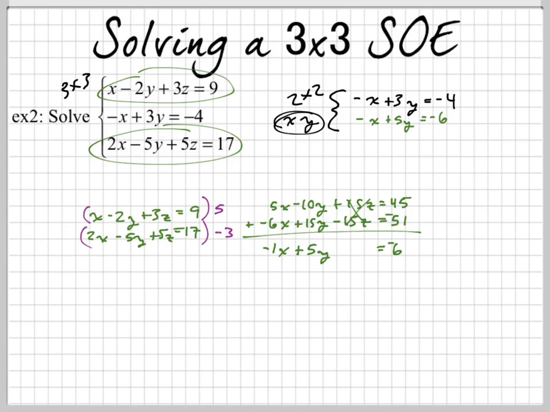Now you solve this 2 by 2. Once you find the x and the y, you will take that x and the y and plug it into one of these to find your z. You guys ready to go? Did I multiply everything right?